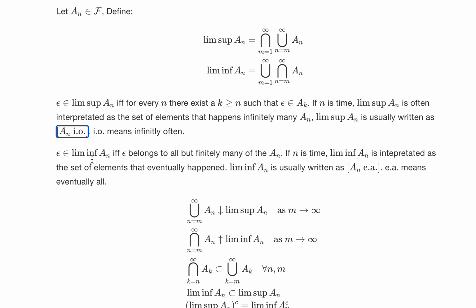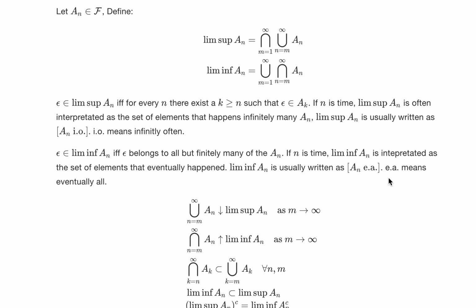The liminf of A_n means that omega belongs to all but finitely many A_n. So there's only a finite number of A_n that don't contain omega, and starting from some point, all the A_n afterwards will contain omega. So that's the meaning of the liminf of A_n, and usually we write it as A_n e.a., which means eventually all. So eventually omega belongs to all the A_n starting from some point.